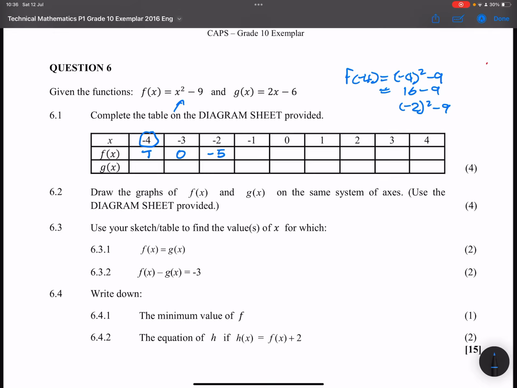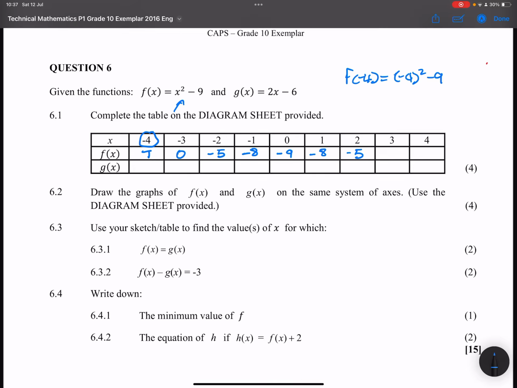Then negative 1 squared is 1, minus 9, gives us negative 8. Then 0 minus 9 gives us negative 9. On the other side, we've got 1: 1 squared minus 9 is 1 minus 9, which is, again, negative 8.